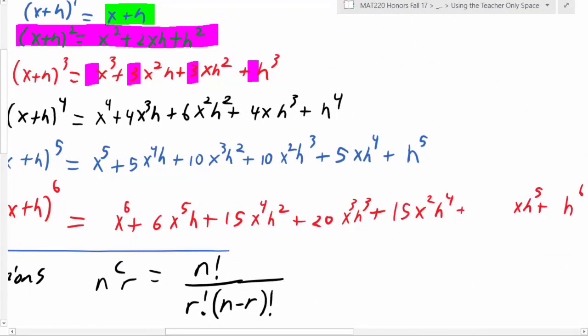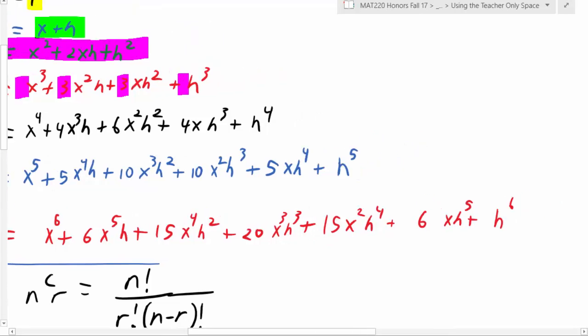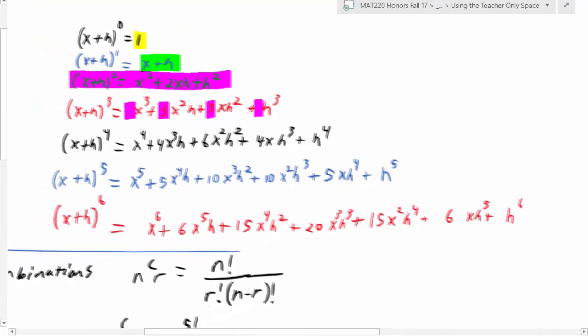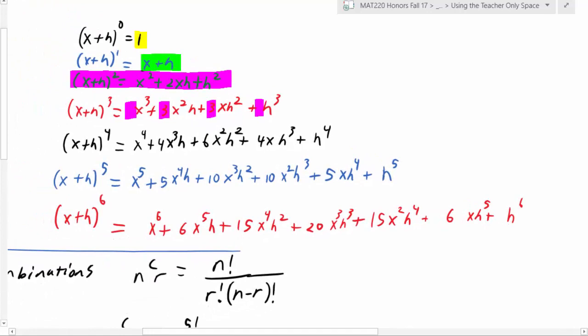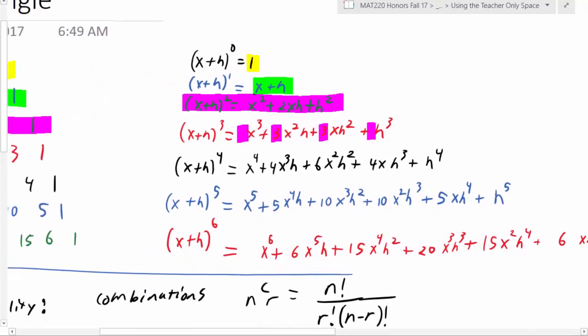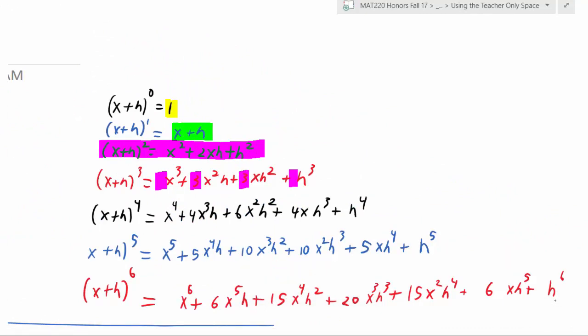Then we have a 15, then a 6, and then we finish with a 1. And there we go. We have multiplied through. We have expanded the binomial of x plus h raised to the 6th, and it did not take us half of our life.